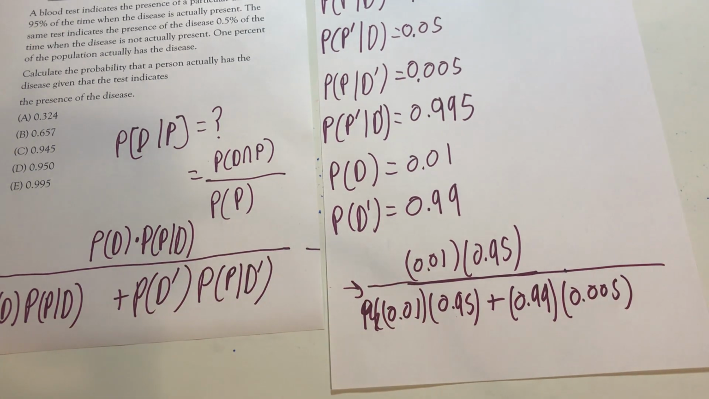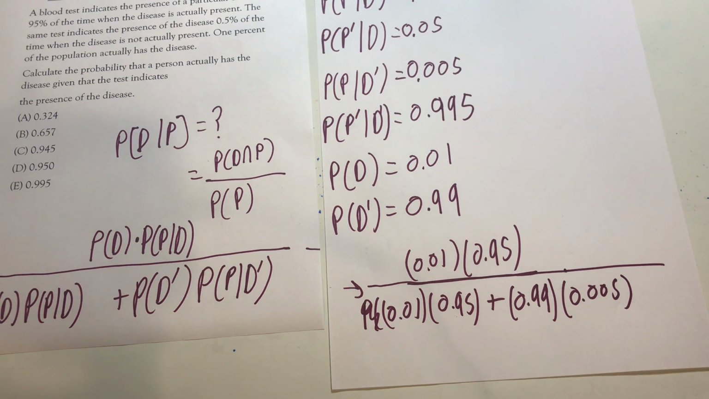All right, and calculating this, that's something I can just put into the TI-30 calculator. Let's see, in the numerator, 0.01 times 0.95. In the denominator, 0.01 times 0.95 plus 0.99 times 0.005.